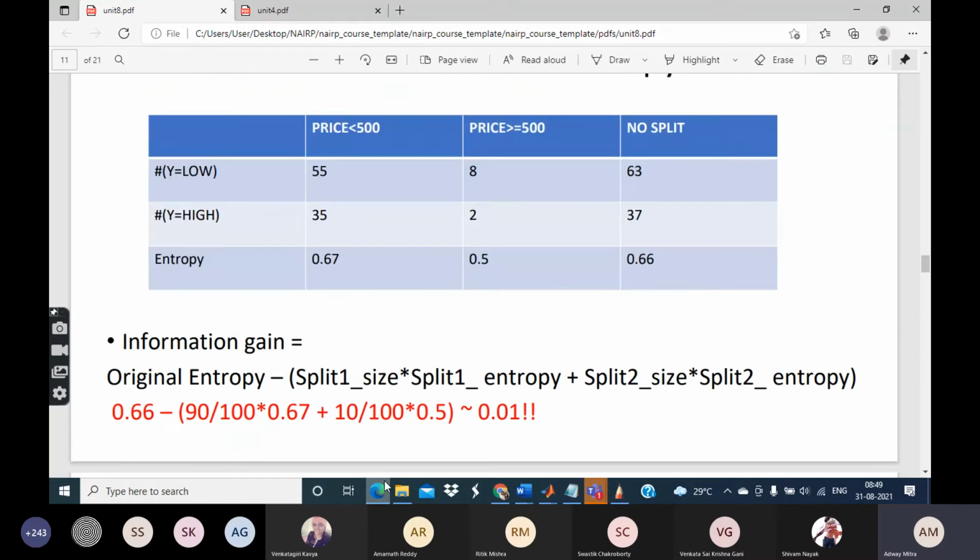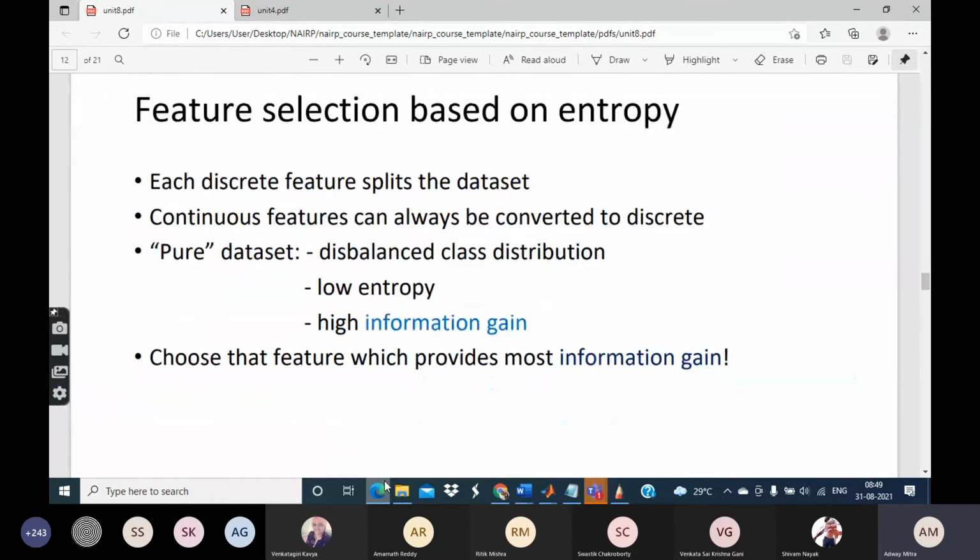So what is the benefit of that? Basically, each discrete feature splits the data set. Now, if the features are continuous or real values, they can always be converted to discrete values by what is known as binning.